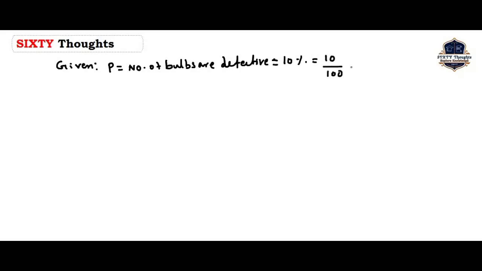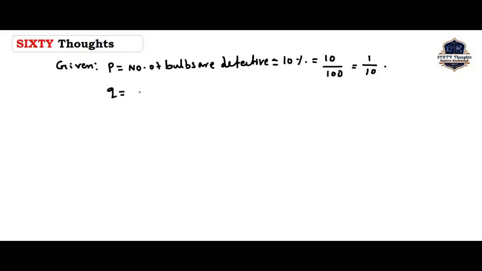So what is given? From the given statement, 10% of bulbs are defective. So we consider small p equal to the probability that a bulb is defective. 10% of bulbs are defective, so we consider 10 by 100, that is equal to 1 by 10. Next, I am going to find q.